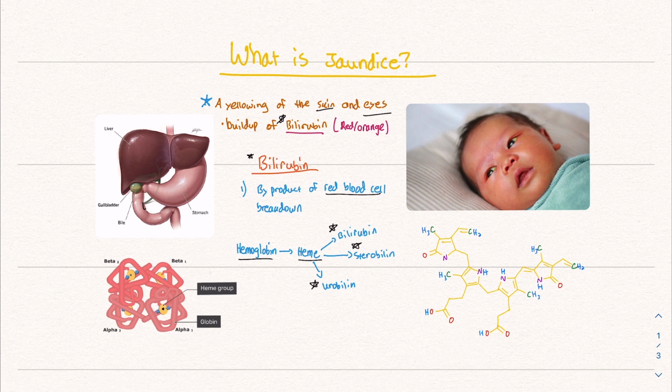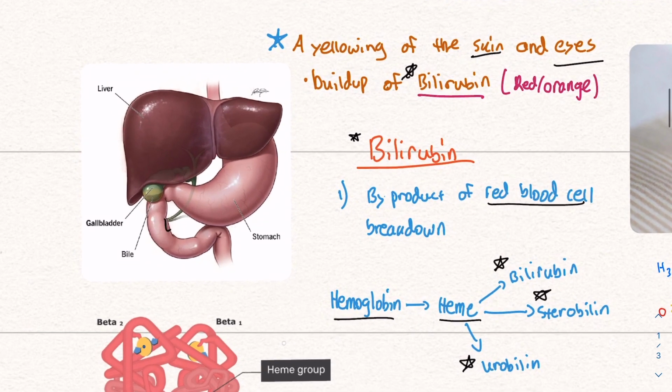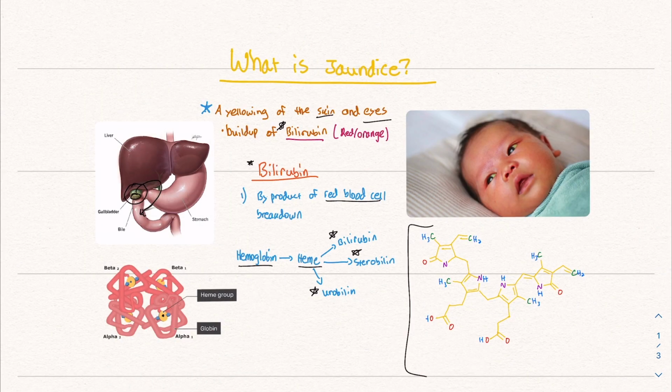Now, when the bilirubin byproduct is created, it gets stored in the gallbladder, which is this little section right here, specifically in this substance called bile, which is right in here. And then eventually it passes through these little tubes and gets processed and excreted in our body. This is bilirubin right here.